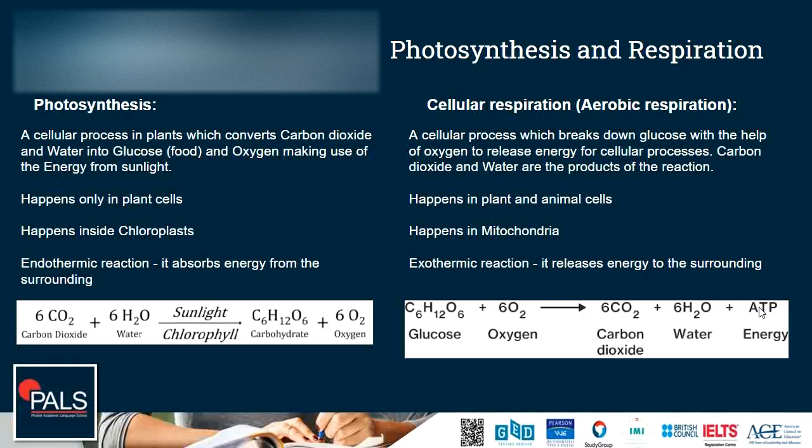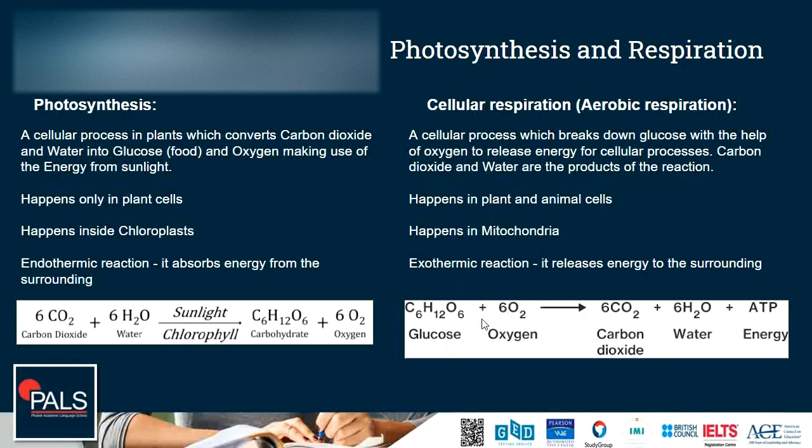So it is really important to understand that photosynthesis and cellular respiration are very closely related to each other. If you know one of the processes, you do know the other process as well. Look at the equations. They are the opposite. The reactants of photosynthesis, carbon dioxide and water, are the products of respiration, carbon dioxide and water, whereas the products of photosynthesis, glucose and oxygen, are the reactants of aerobic respiration.